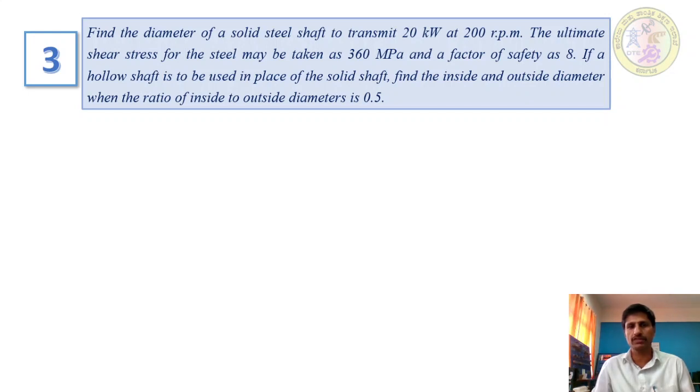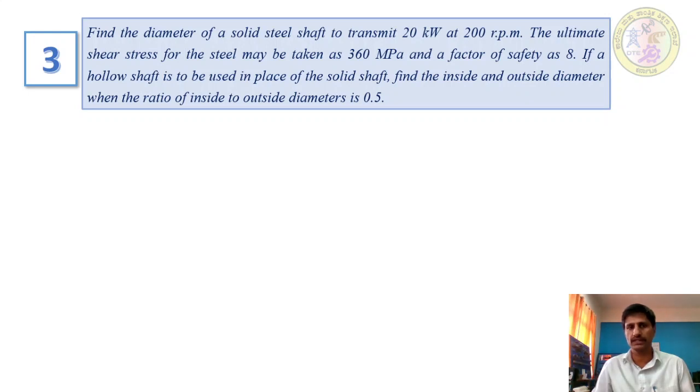Find the diameter of a solid shaft to transmit 20 kilowatt at 200 rpm. The ultimate shear stress for the steel may be taken as 360 MPa and a factor of safety as 8. If a hollow shaft is to be used in place of a solid shaft, find the inside and outside diameter when the ratio of inside to outside diameter is 0.5. So this is the detail they have given.